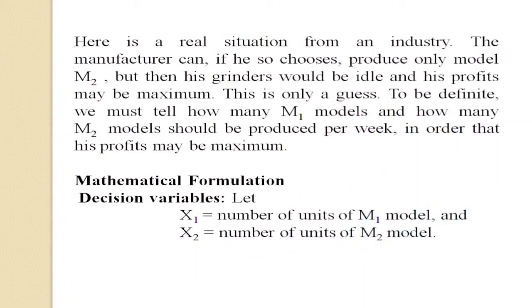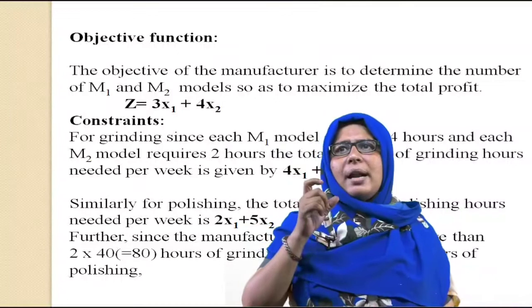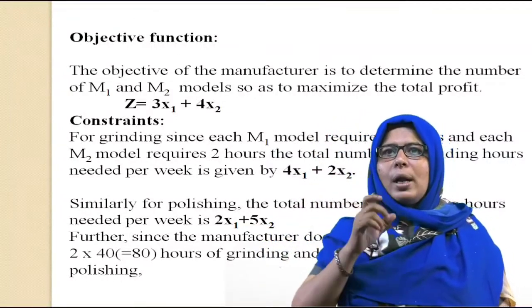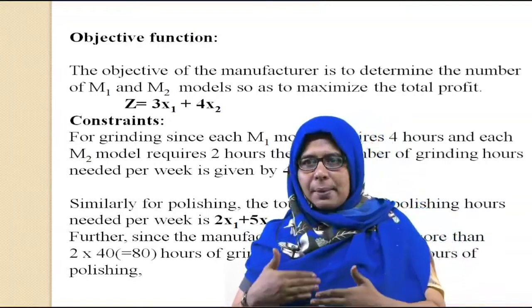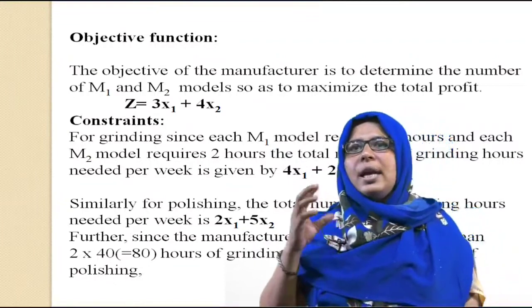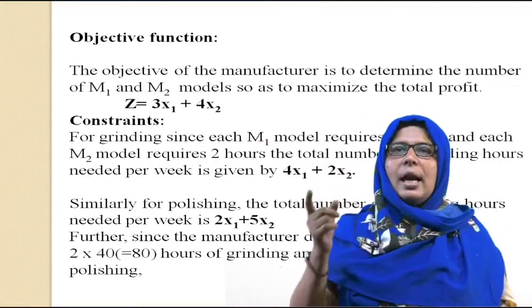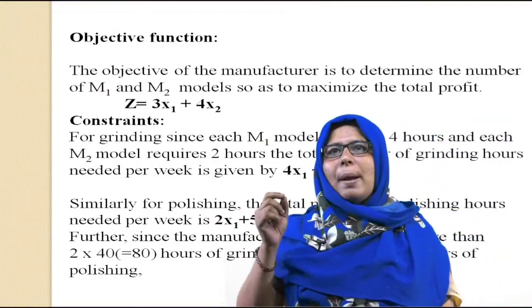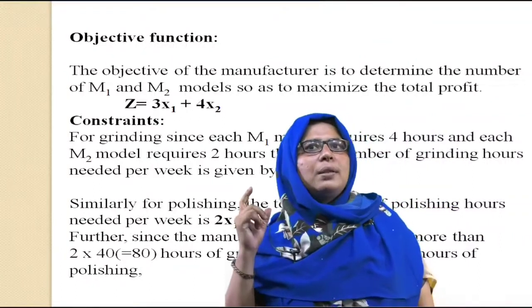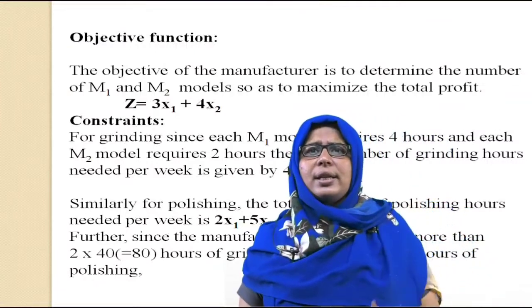Decision variables: let x1 equal the number of units of M1 model and x2 equal the number of units of M2 model. Objective function: the objective of the manufacturer is to determine the number of M1 and M2 models so as to maximize the total profit. Maximize the total profit z equal to 3x1 plus 4x2, because the M1 model profit is 3 and the M2 model profit is 4. That is the objective function. Next we are going to see the constraints.